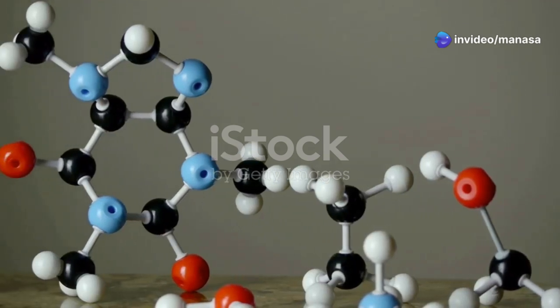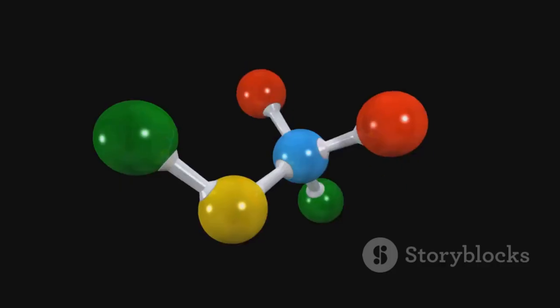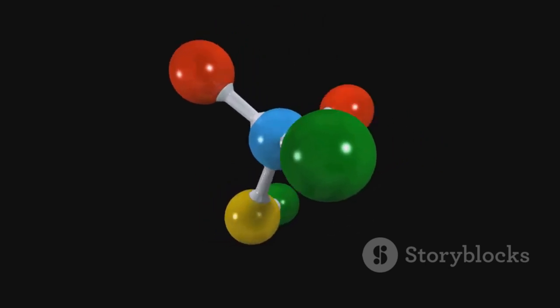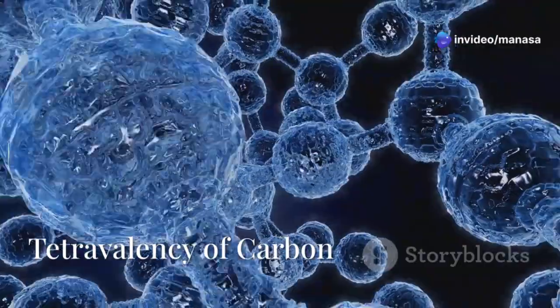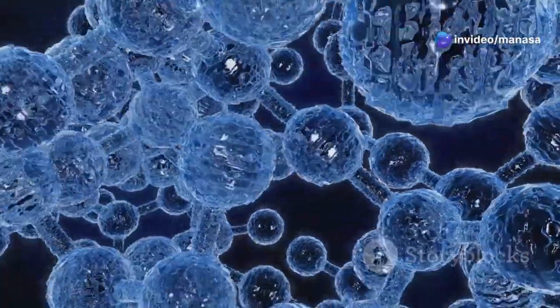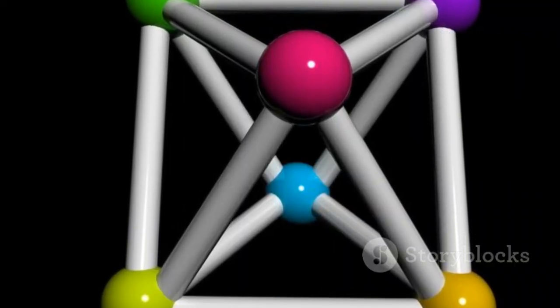Today we're diving into something that makes carbon the superstar of chemistry. It's tetravalency. Ever wondered why carbon forms so many compounds? Let's break it down. Tetravalency simply means that carbon can form 4 bonds. That's right, carbon always forms 4 covalent bonds in its stable form.